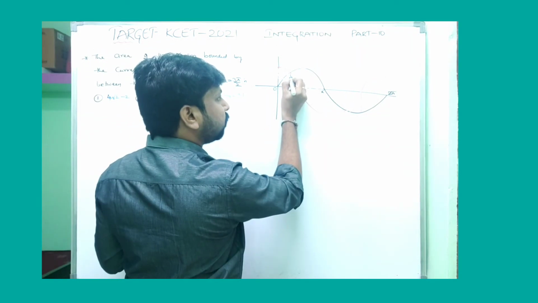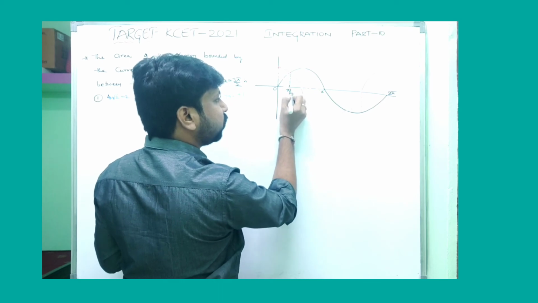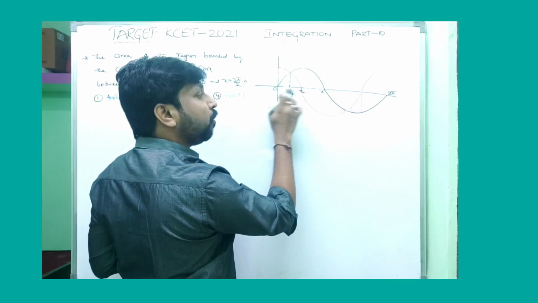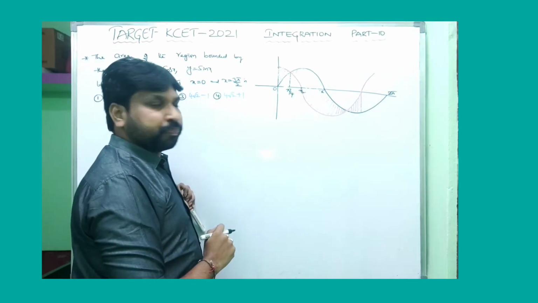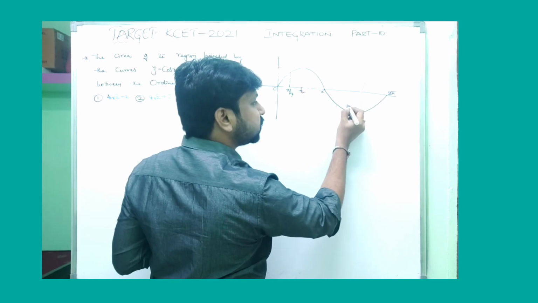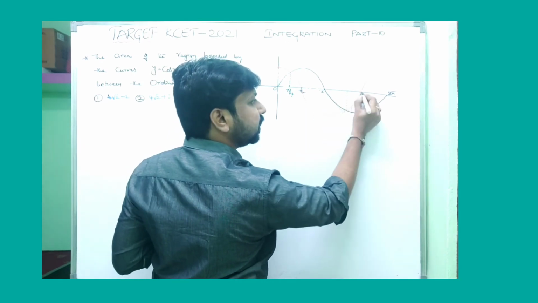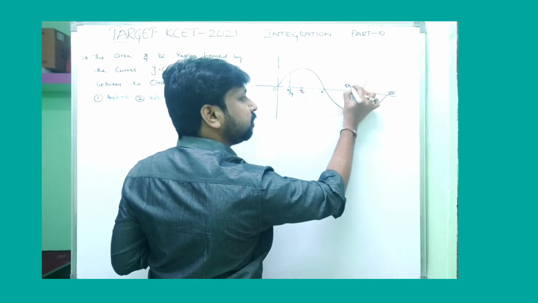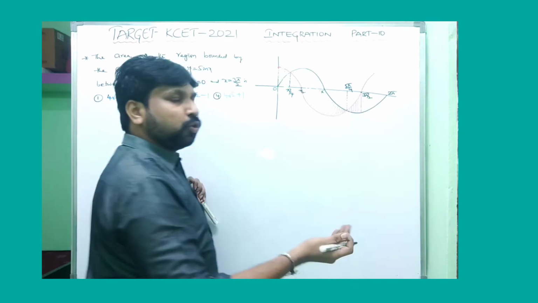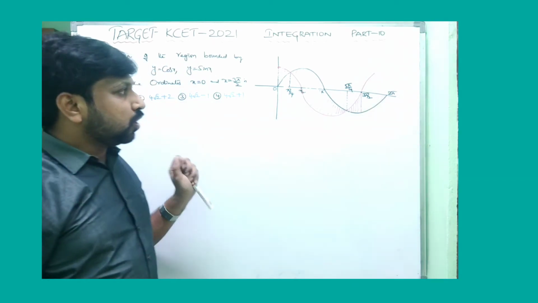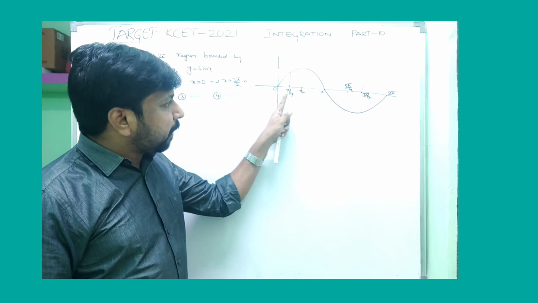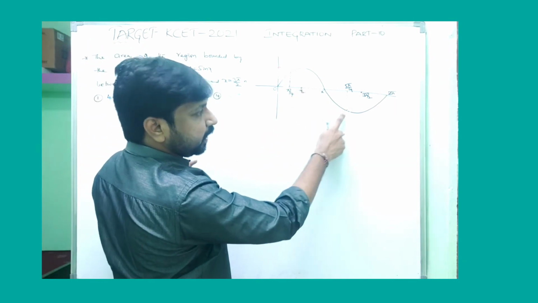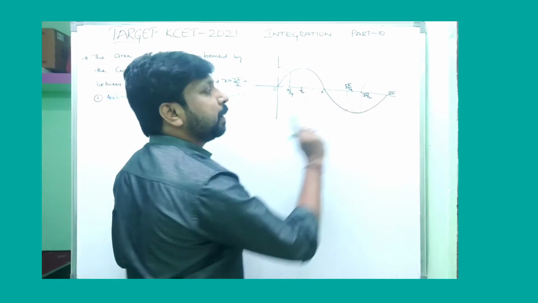These two points meet at pi by 4. Why? Because sin 45 is 1 by root 2 and cos 45 is 1 by root 2, so they meet. Or else you can do it like this: the point between 0 and pi by 2, of course pi by 4. Similarly here, to find this point, this is pi and this is 3 pi by 2. So the midpoint of pi and 3 pi by 2 is nothing but 5 pi by 4: pi plus 3 pi by 2, divided by 2, is 5 pi by 4. So now the splitting is 0 to pi by 4, pi by 4 to 5 pi by 4, where you get the complete area, and 5 pi by 4 to 3 pi by 2.